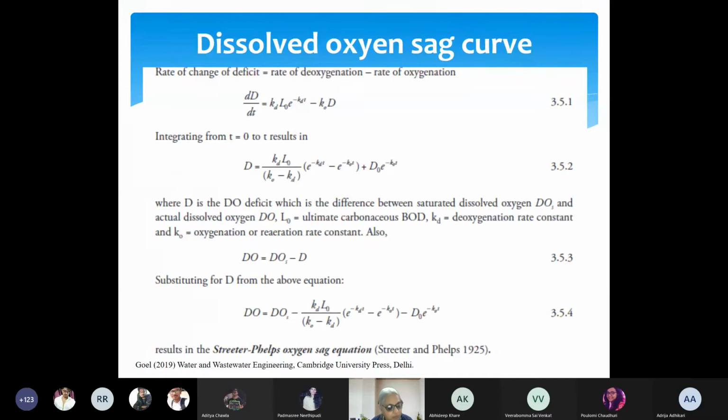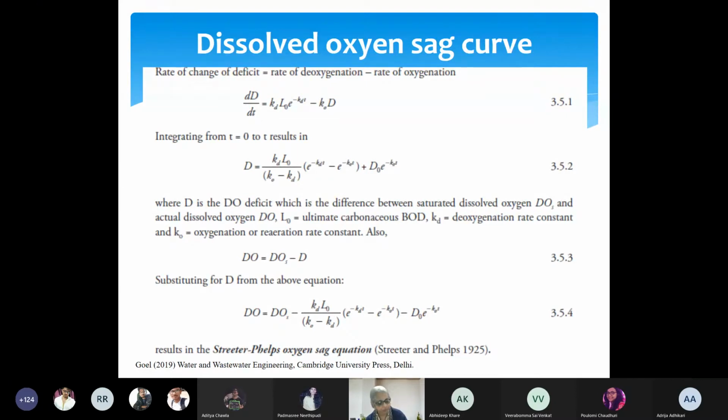Okay. So the first thing we want to do is know how the rate of change of deficit is happening. So this capital D is the deficit. And like I said, the deficit is DOS minus D, where D is the DO at any point, which is some value less than DOS. You can also write it as D is equal to DOS minus the DO in the river water sample. Now this D is the driving force.